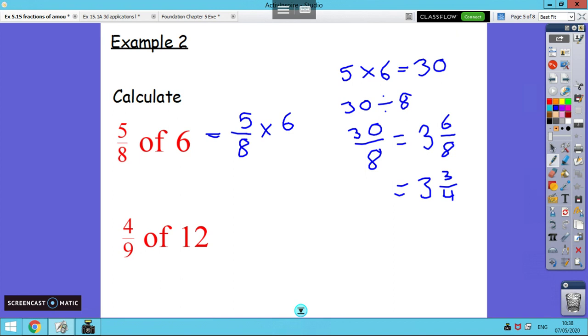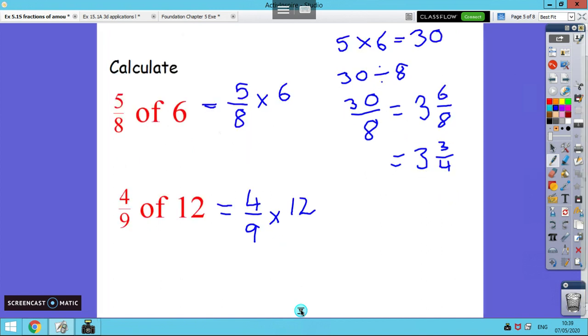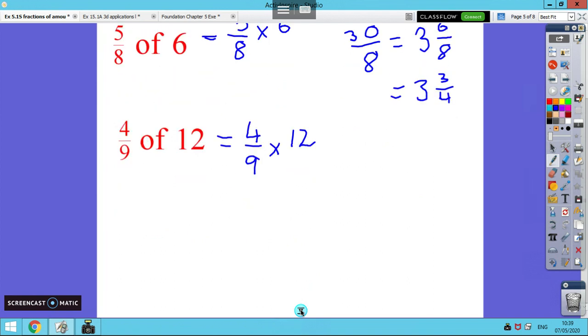Okay, so see how that's a little bit more complicated because you're not going to get a nice whole number answer, are you? Next, let's have a look at 4/9 of 12. So we can do 4/9 times by 12. Again, I'm going to multiply by the top first because I think that's going to be easier, and then I'm going to divide by the 9. So 4 times 12 gives me 48. And then I've got to do 48 divided by 9.